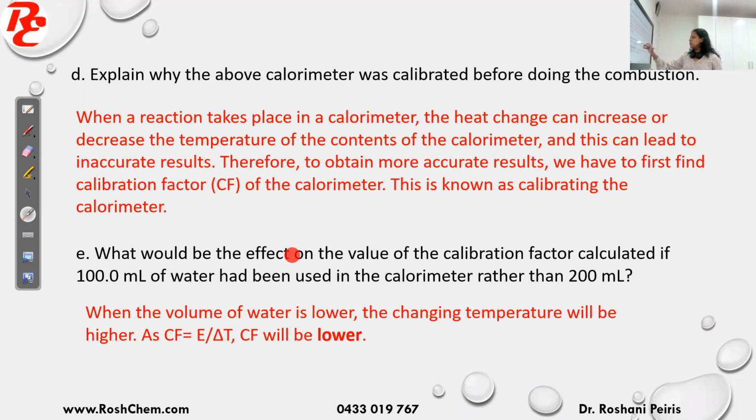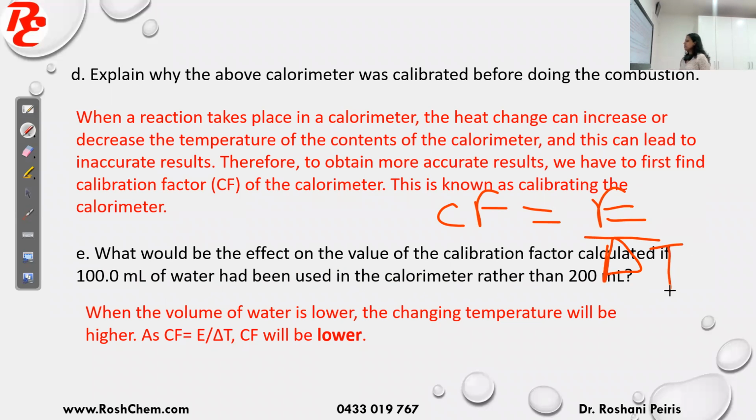Okay, what would be the effect on the value of the calibration factor calculated if 100 ml of water had been used in the calorimeter rather than 200 ml? Okay, so now we know that CF equals energy over delta T. Now they are using 100 ml of water rather than 200.